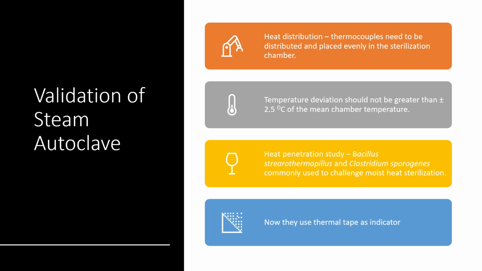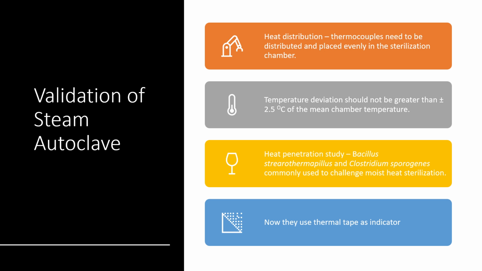Secondly, maintaining precise temperature control is essential. The temperature deviation should not exceed plus or minus 2.5 degrees Celsius of the mean chamber temperature. This tight control ensures that the sterilization process operates within specified parameters, minimizing the risk of inadequate sterilization or overheating.